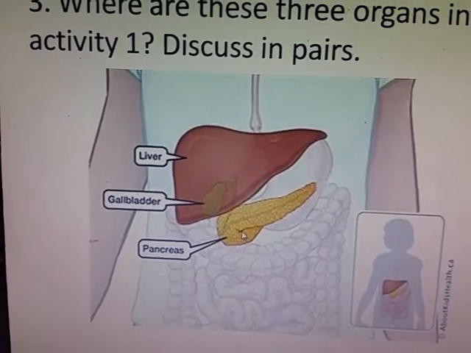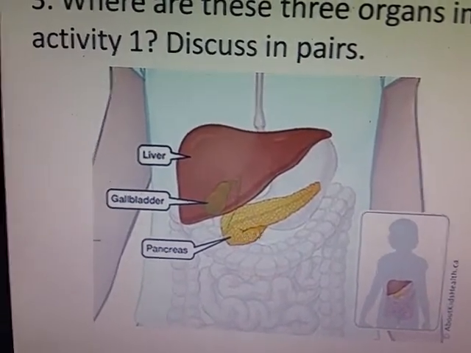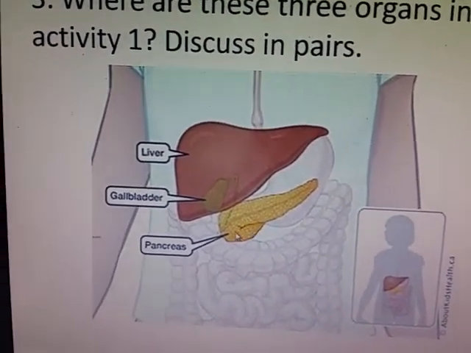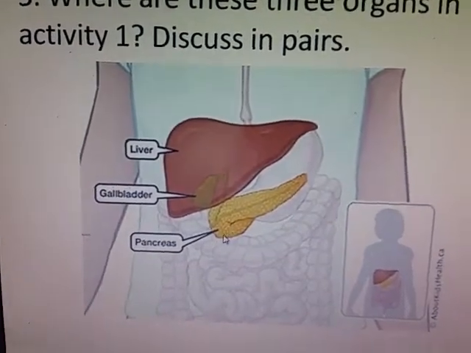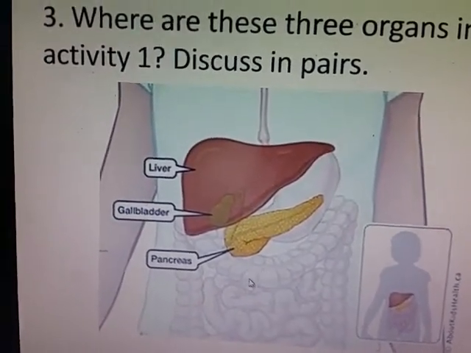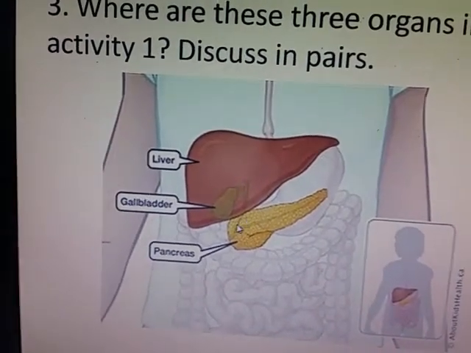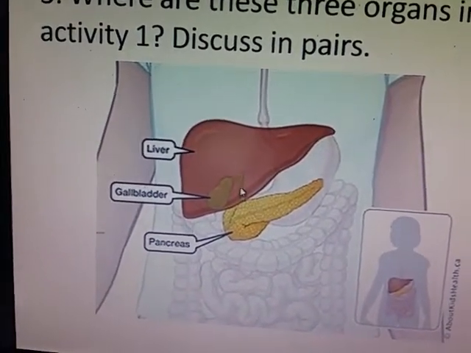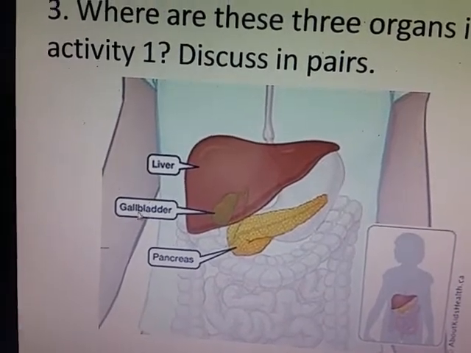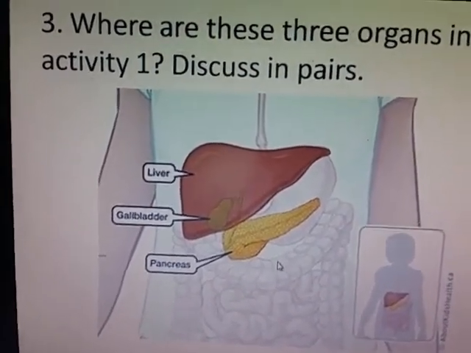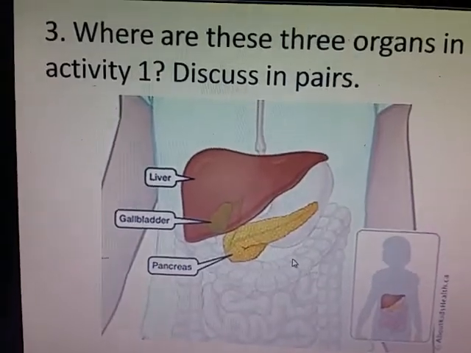And another one is the pancreas. The pancreas is working with food too. It helps dissolve, especially the sugar. It makes your body work with it. And the pancreas is below, debajo, below the gallbladder. Okay? That's the position of each of them.